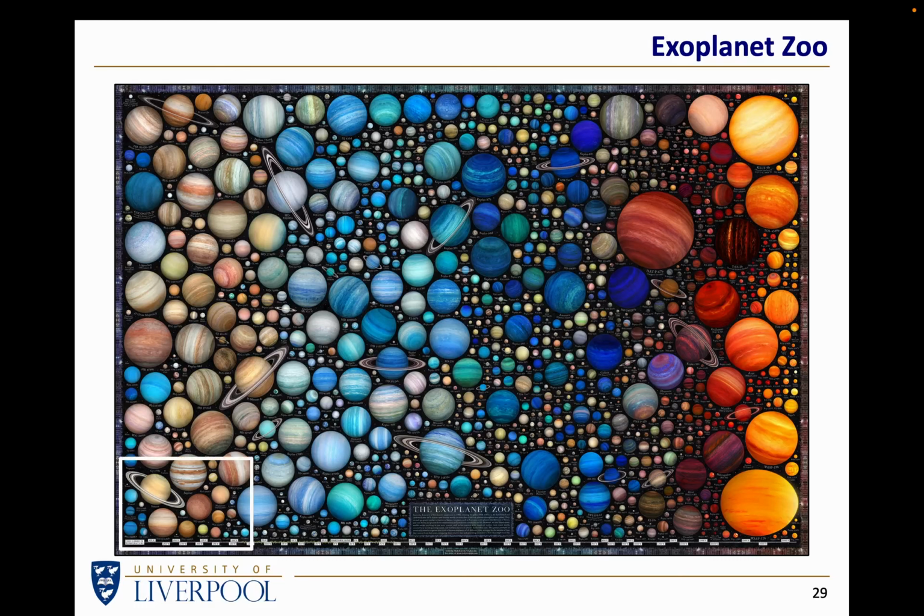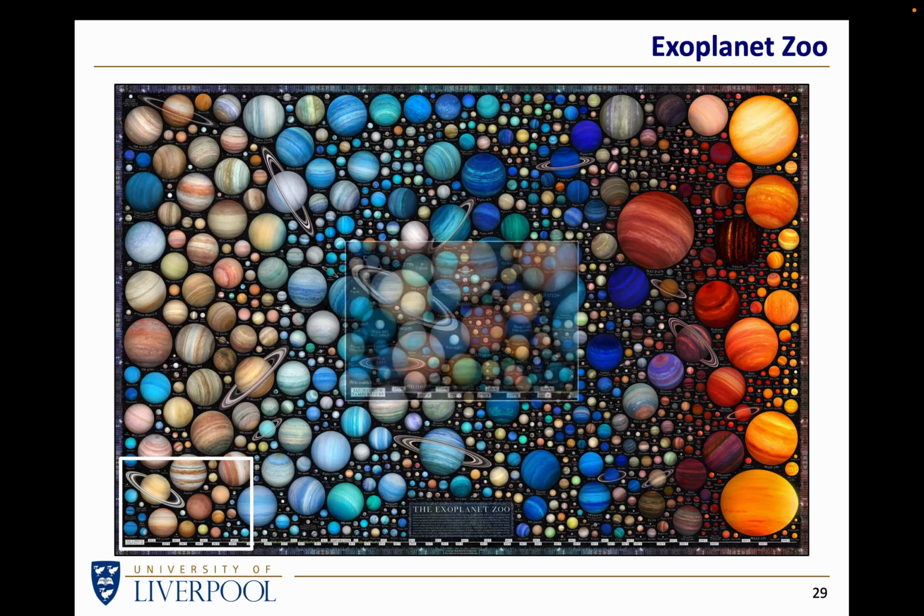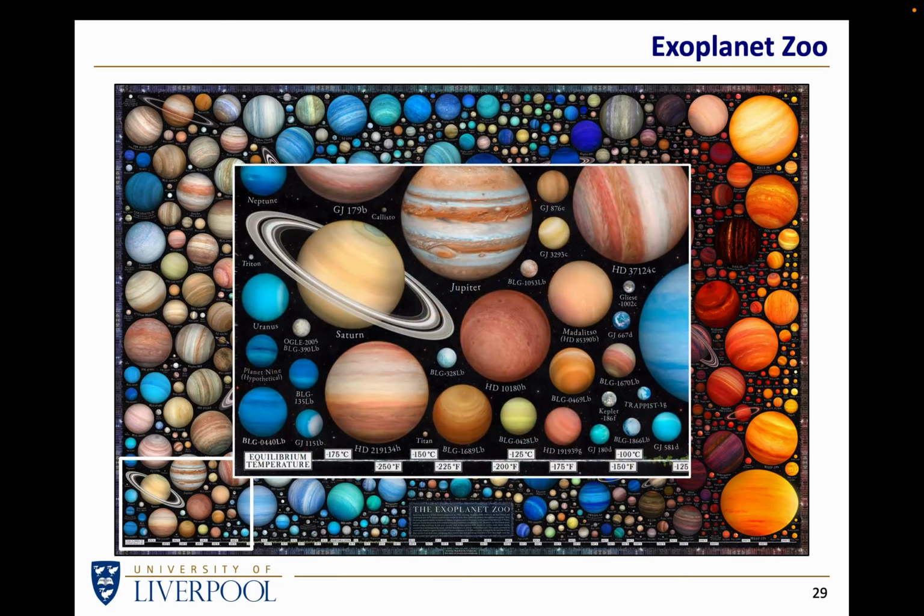If we look at what else is going on in this, if we have a look in the bottom left-hand corner, we see some familiar items like Jupiter, Saturn, Uranus, and Neptune. There's the familiar planets of our solar system. So this exoplanet zoo does include our own planets just for reference, as it were, to give us an idea of how they fit in.